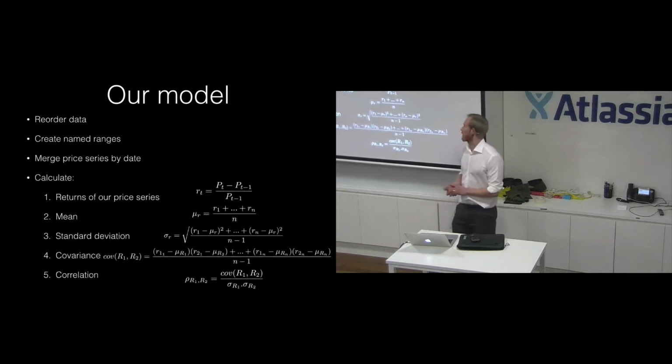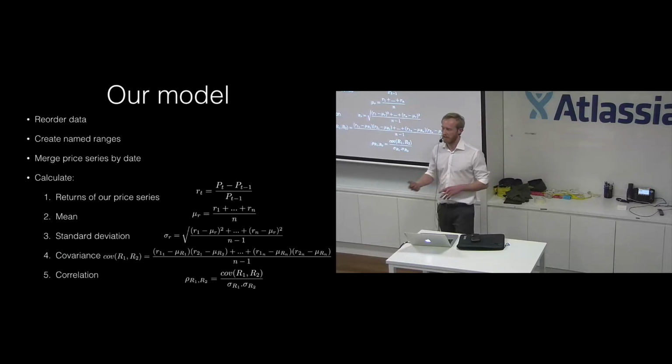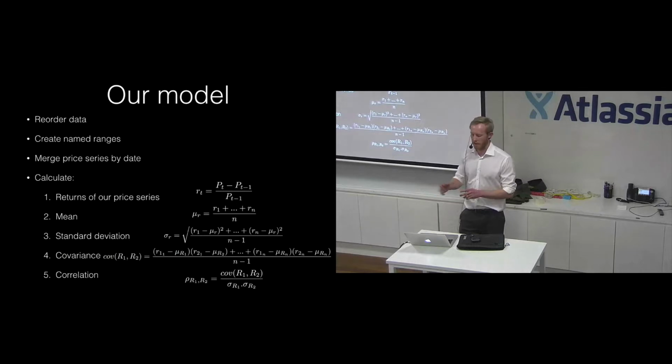So the model itself is fairly straightforward. As with all these things, there's a bit of munging that needs to happen at the start, so data needs to be reordered. Then they create some named ranges, just to label the data in the sheets, and then perform a few fairly vanilla calculations. So just the returns of the different prices, the mean, the standard deviation, and then the covariance, which is a key thing for calculating correlations. It's basically how much two different series vary from one another, as opposed to varying from a single mean.